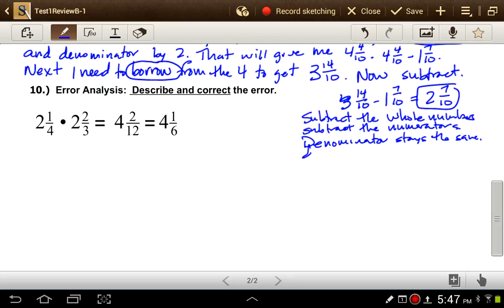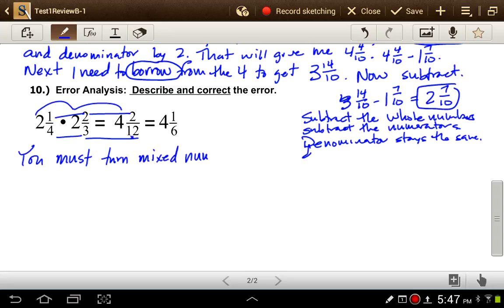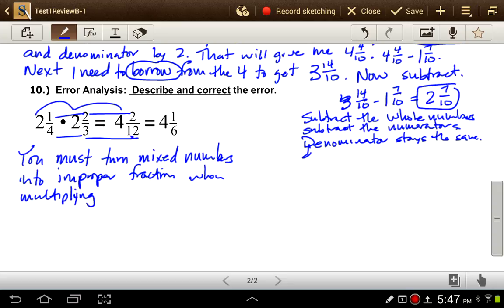Question 10, error analysis. What's my error? Well, my error is I just did 2 times 2 equals 4, 1 times 2 equals 2, and 3 times 4 equals 12. That is incorrect. You must turn mixed numbers into improper fractions when multiplying. That was my mistake. Okay, when multiplying. So now I want to correct it.